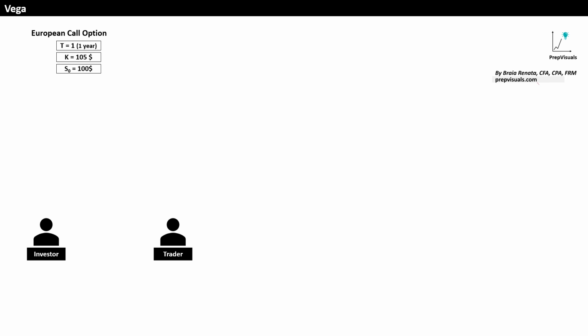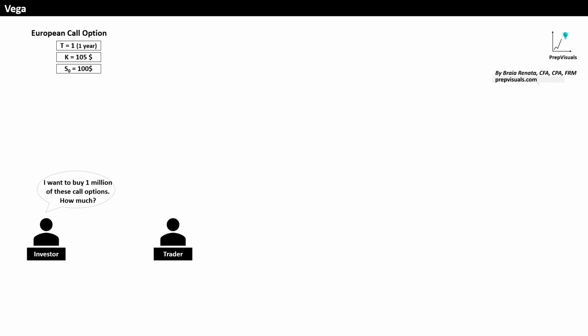So remember from my previous lesson, we had a European call option that matures in 1 year, has a strike price of $105, where the current price of the underlying is $100. And remember, we had an investor who reached out to a trader and said, I want to buy 1 million of these call options. How much would you ask?